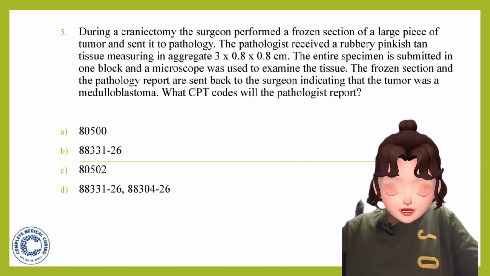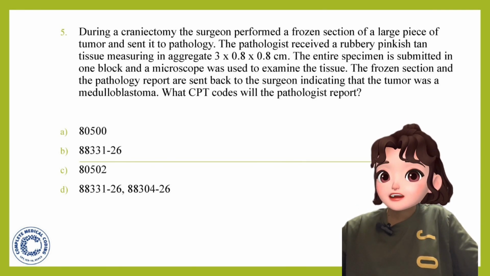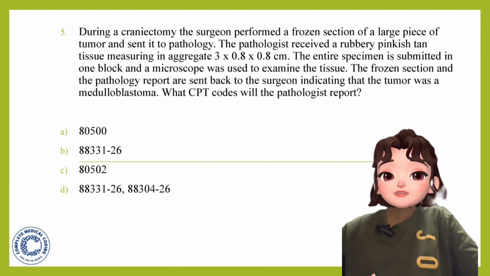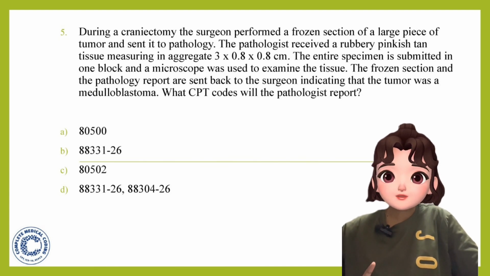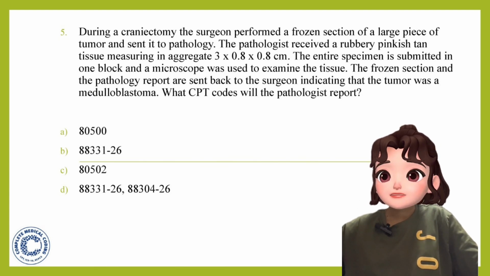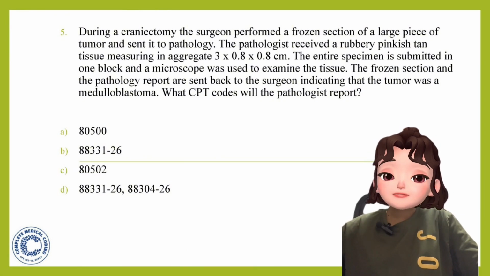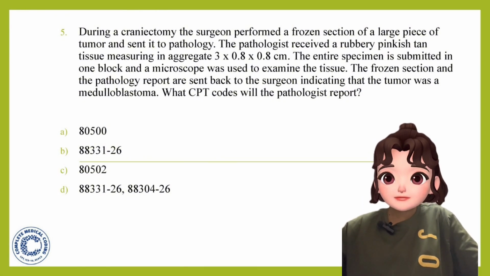First tissue block. How many tissue blocks are here as per the question? The entire specimen is submitted in one block. Yes, so here the entire specimen is carried out in one tissue block. So only one tissue block we have. Okay, and the frozen section was sent back to the surgeon. Yeah, so 88331 is the correct code here.